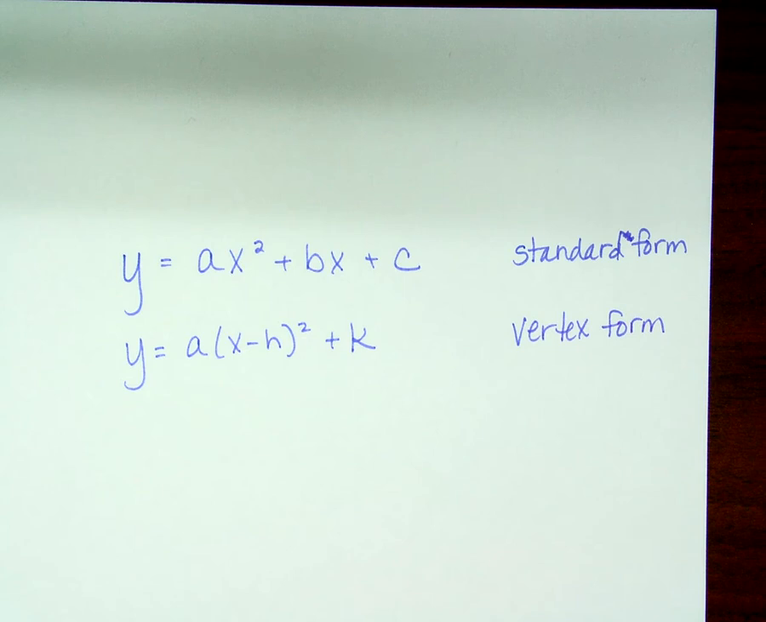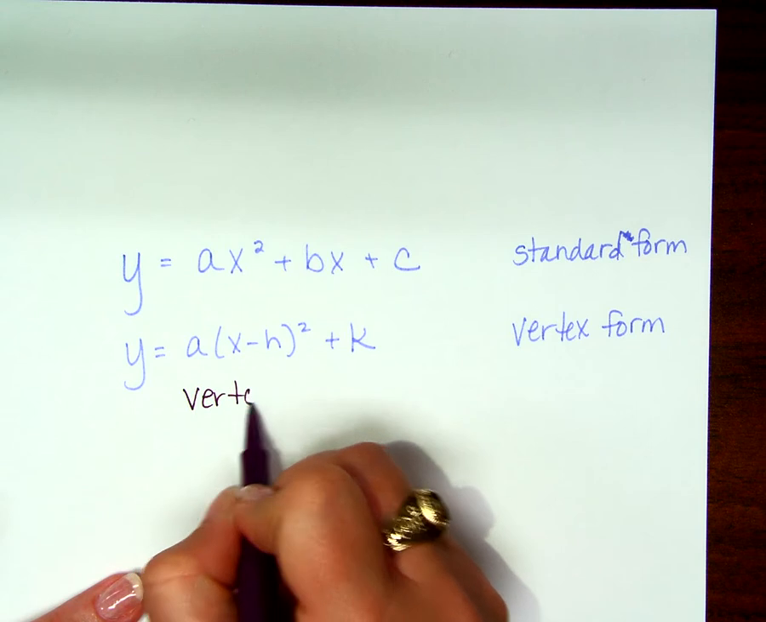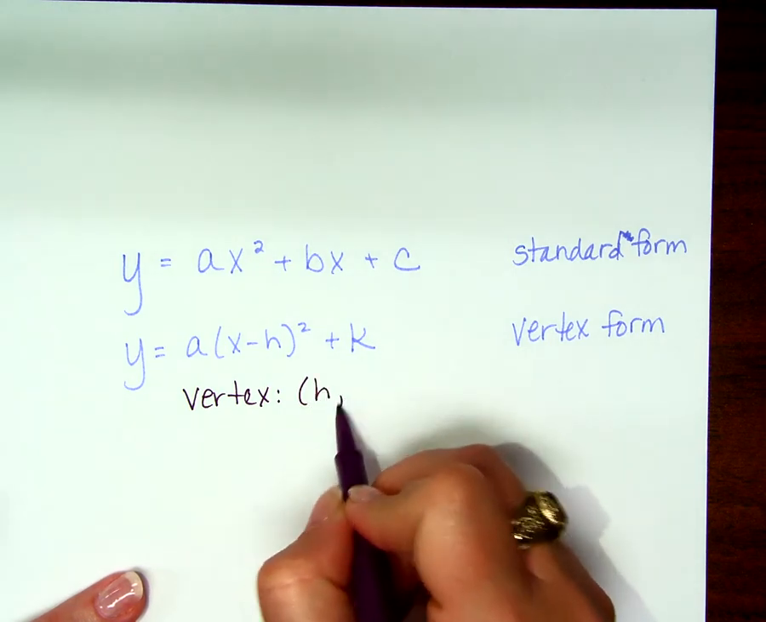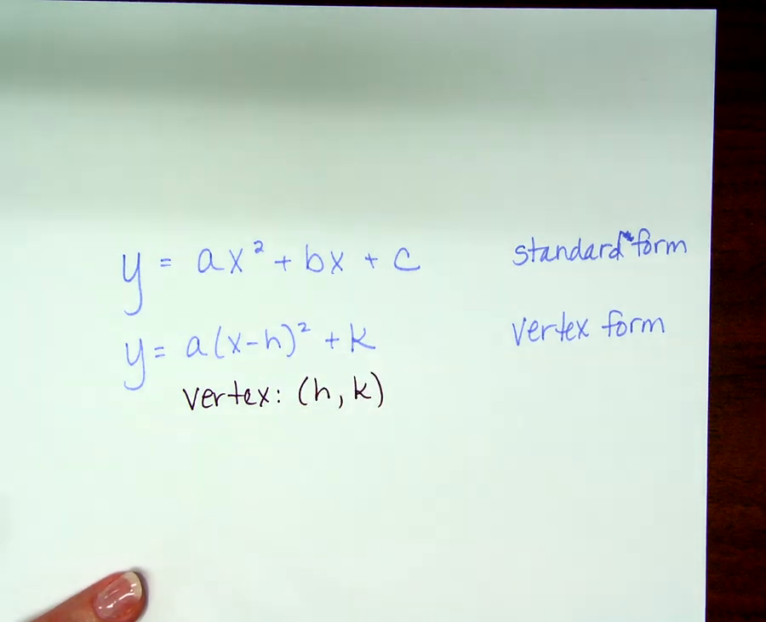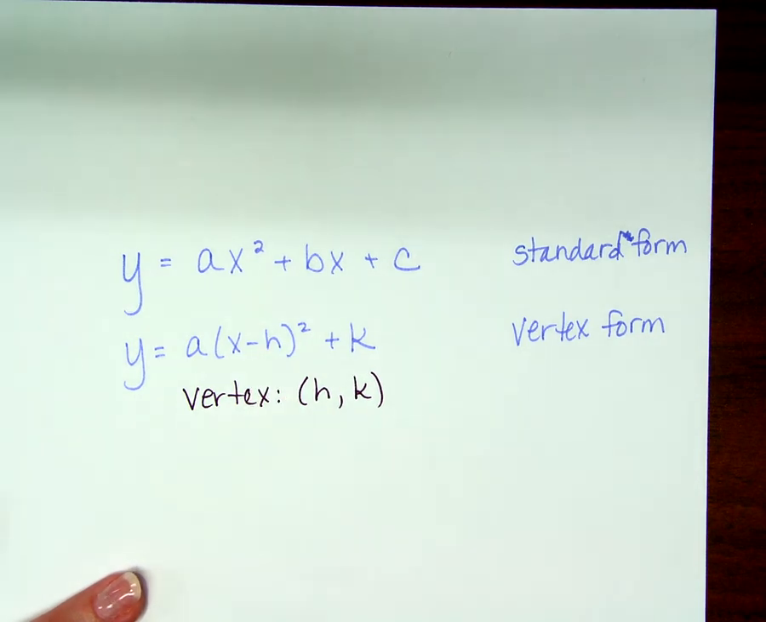So let's start talking about vertex form. There's two things I need you to be able to identify in vertex form. The first one is the vertex. Now, it seems like if it's called vertex form, that the vertex should be easy to spot. Is it? (h, k). Is it easy to spot? There and there. That's your vertex.